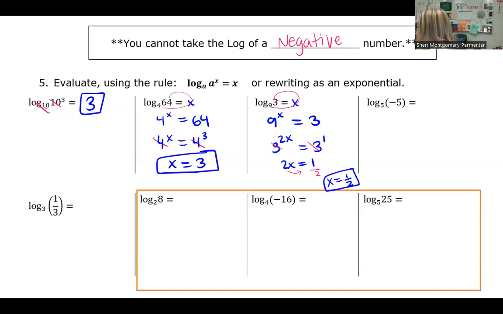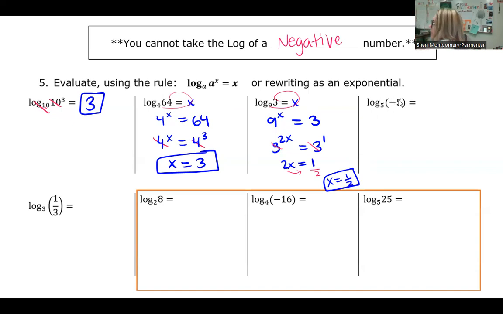And one way that you can think about it is that here, the base is smaller than this number, so you come out with a whole number. Here, the base is bigger, so it has to be kind of a fraction answer. It has to be smaller.